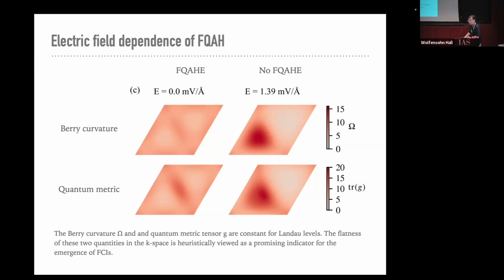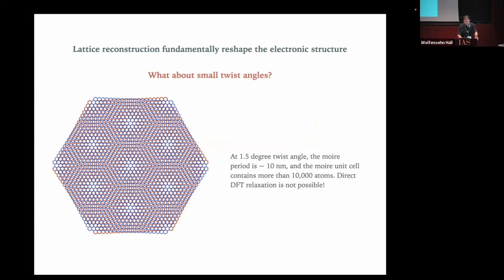So basically, the Berry curvature and the quantum metric both are constant for the Landau level. Therefore, the flatness of those two quantities has been, I would argue, heuristically viewed as some kind of signature or indicator of whether it's good or bad to mimic the Landau levels. I want to stop here because I think there's more to this story, but still, just looking at the Berry curvature and the quantum metric distribution in momentum space, I think it's a pretty good indicator in the numerical calculations.